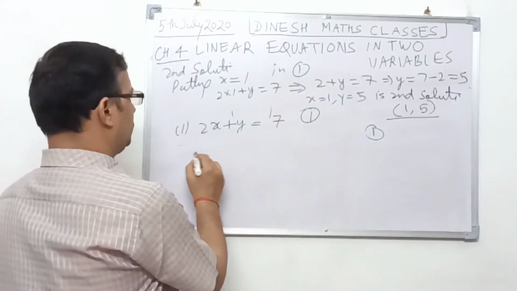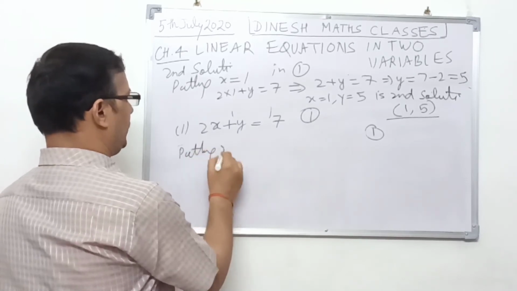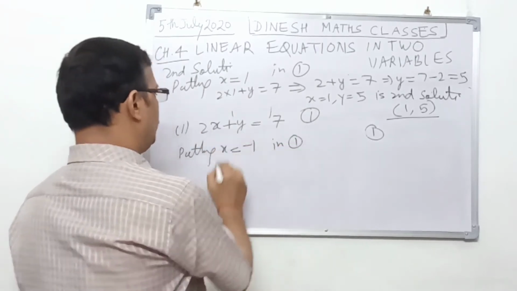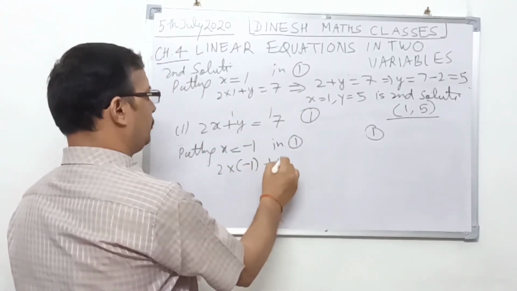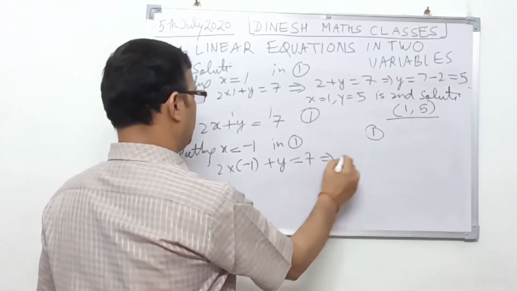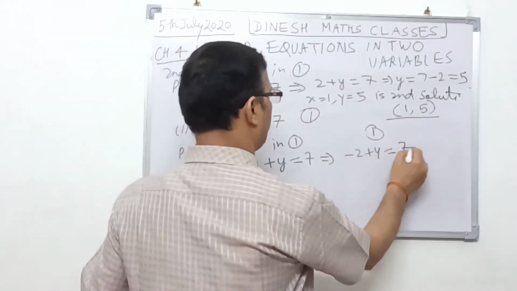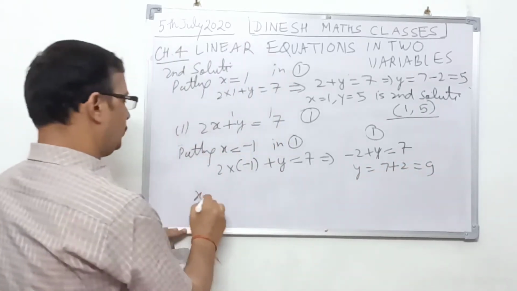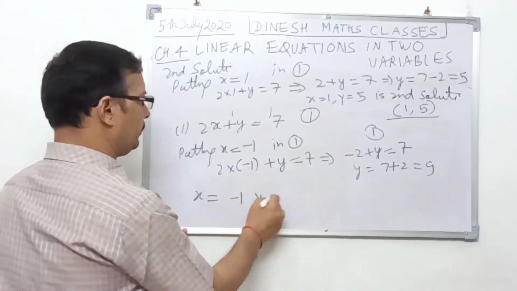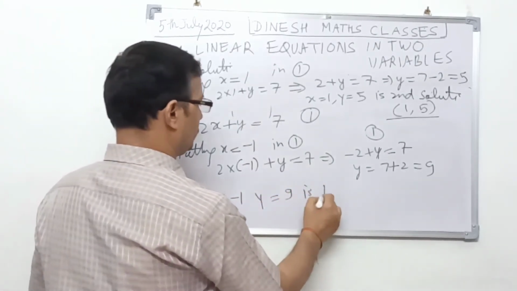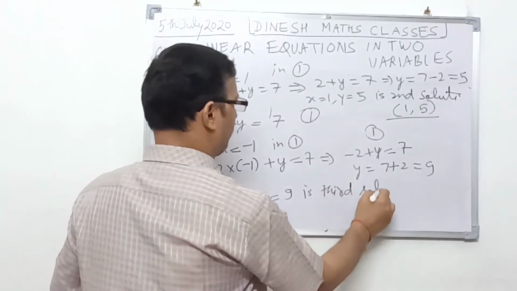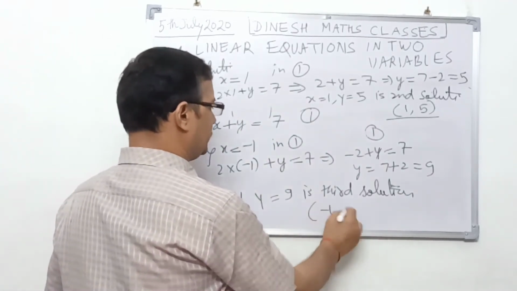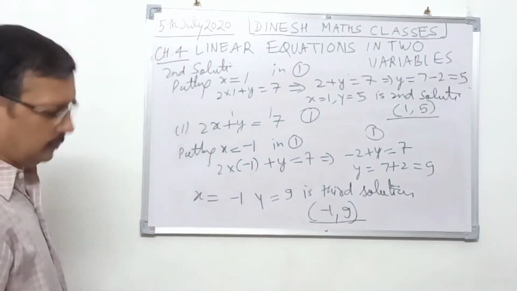Now put x equal to -1. Putting x equal to -1 for the third solution in 1, 2 into -1 plus y equal to 7. This implies -2 plus y equal to 7, or y is equal to 7 plus 2, 9. So x equal to -1, y equal to 9 is the third solution, or (-1, 9). In this bracket form also you can write this.